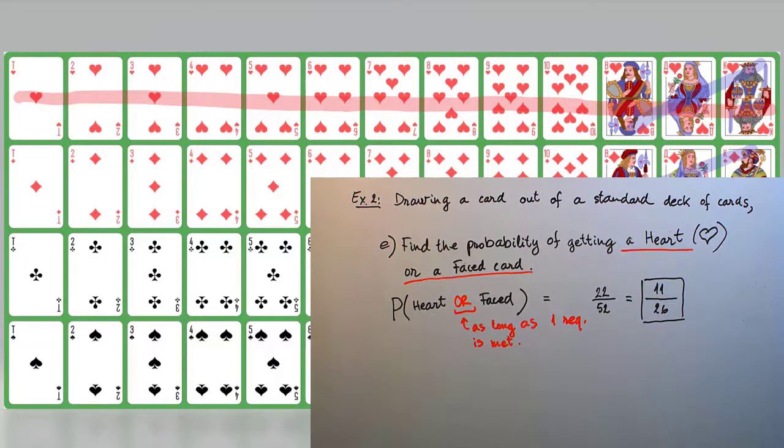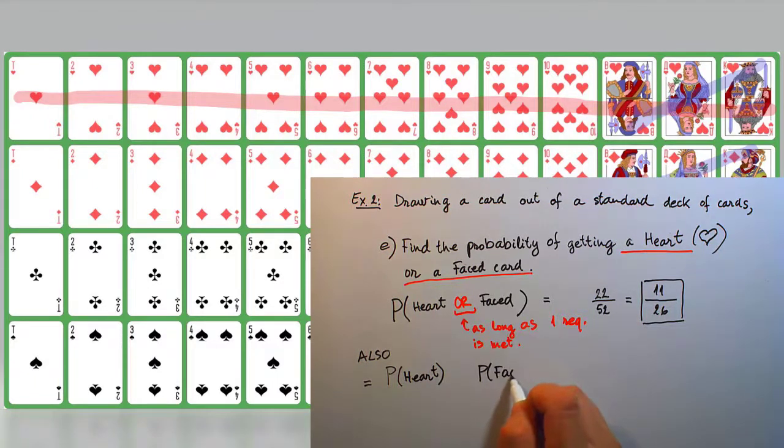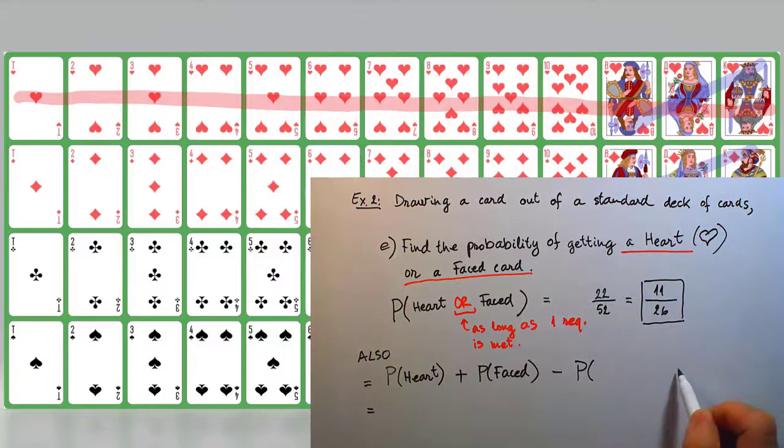Alternatively, for the exact same problem, you can also approach it this way. Allow me to rewrite it. Here's a different way we can approach it. You can find a separate probability for hearts, and then find a separate probability for being a face card. Add them up, and then make sure we subtract out those outcomes that meet both requirements: heart and face card.